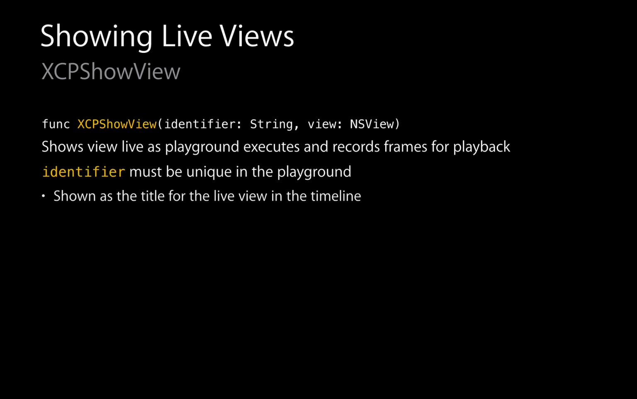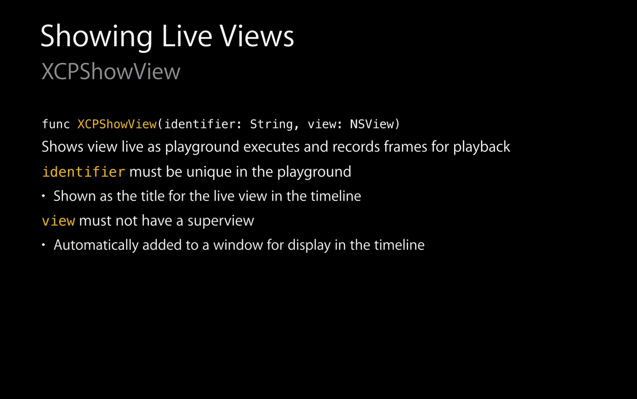The identifier you pass to this function must be unique inside of the playground. That's because this is how we refer to the live view internally in Xcode. And it is also what we show as the title for the live view in the timeline. The view you pass must also not have a super view. This is because we will add it to our own view hierarchy, and it would generally not produce the results you're looking for. So with this in our toolbox, let's jump back to the demo and see how it's used.